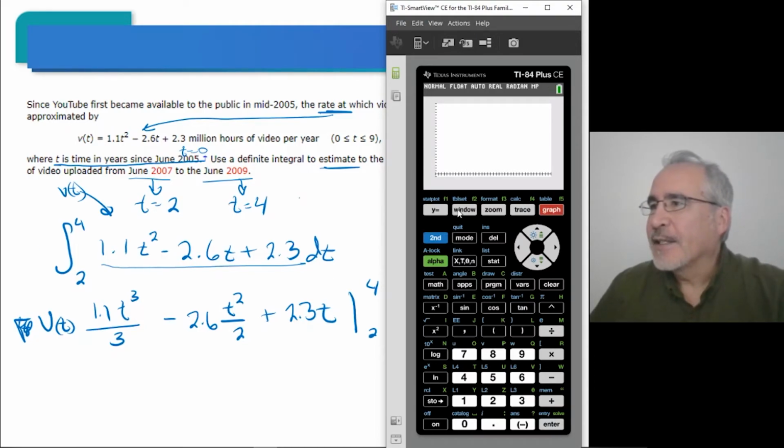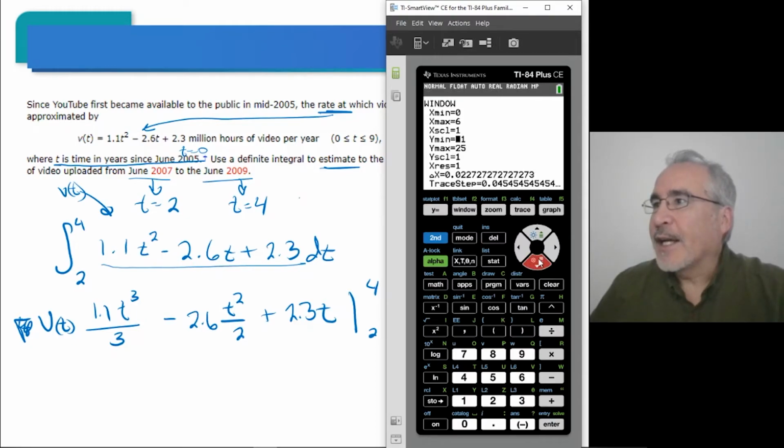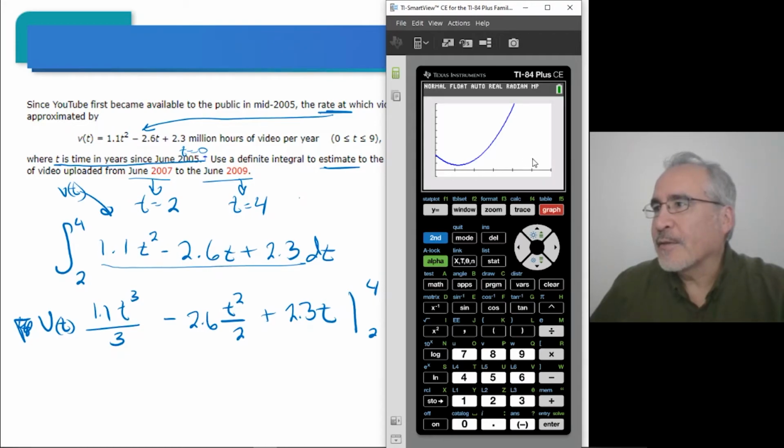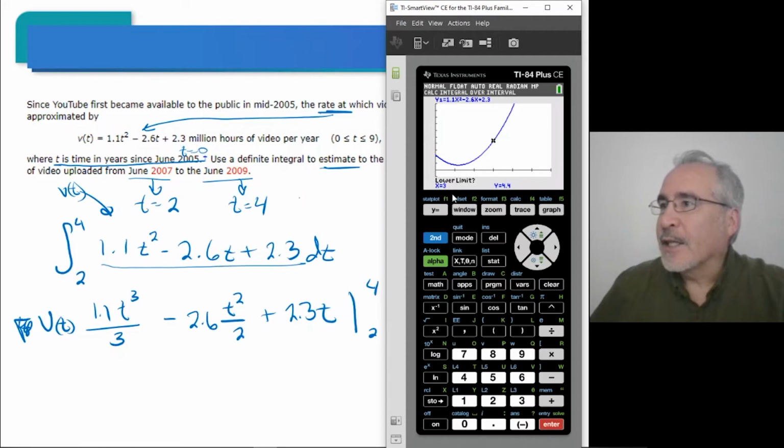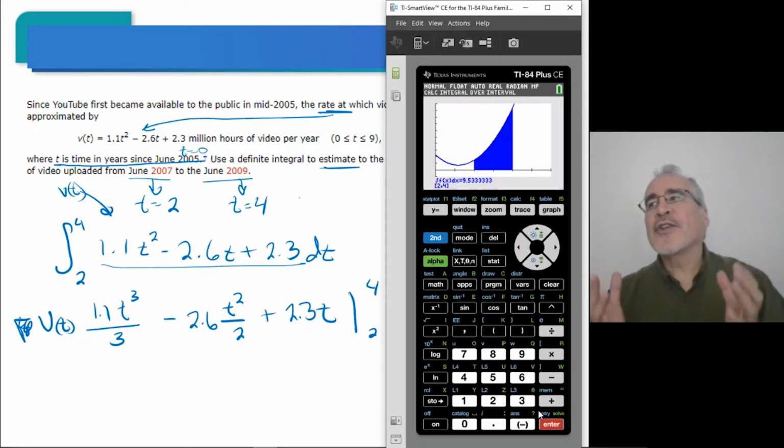I probably need to change my window, right? So let's go from 0 to 6. Here's my guess. I don't know how high we need. Let's just go to 10, the Y max. And let's see if we see everything we need to see, because we're just going to go from 2 until 4. Second calc, number 7, or just arrow down, enter. Lower limit is 2. Upper limit is 4.